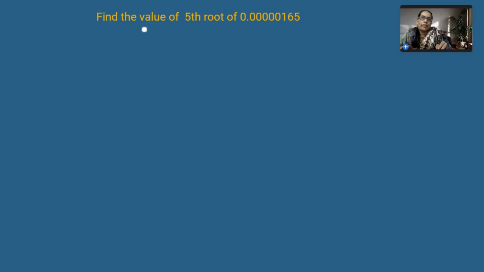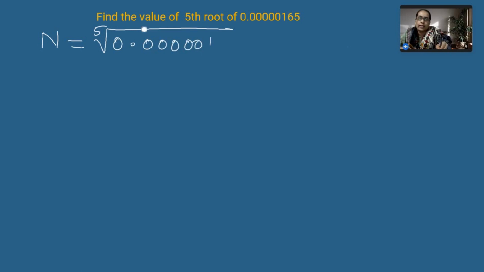So we have to find the fifth root of a positive number which is not a perfect square. How can we do that? We can do that by applying the concept of logarithms. Let us consider the number as n, which is the fifth root of 0.00000, means 5 zeros are there, and 165. So let us find the value of this number by the concept of logarithms.